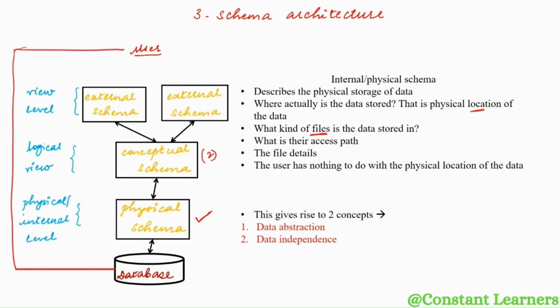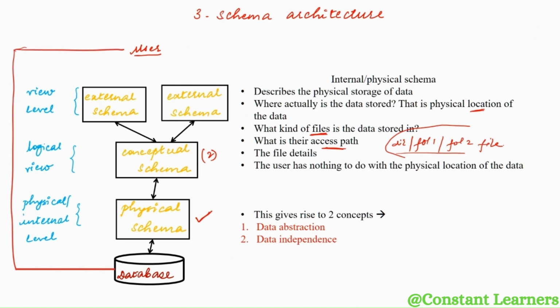So physical schema stores the data as well as the physical location of the data along with its access path. That is, which directory or which folder, that is folder 1, then folder 2, then here we have, let's say, the file is stored. So all of this entire access path, the location of the data, all of this is stored inside the physical schema.